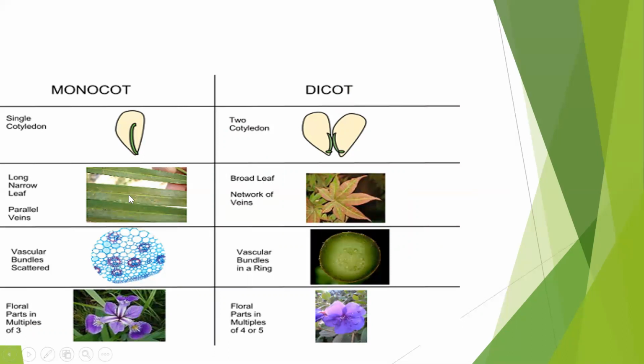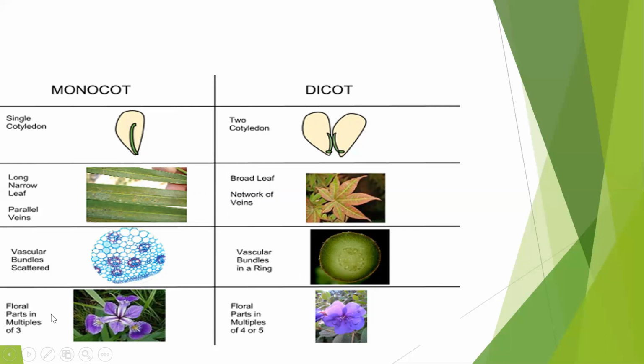The arrangement of veins, that is known as venation, in monocot is parallel. The veins are arranged parallel to each other. Whereas in dicot, the veins form a network, so this is known as reticulate venation. If we see the vascular bundles, in monocot the vascular bundles are scattered, whereas in dicot the vascular bundles are in the form of a ring. You can see the ring shaped vascular bundles.